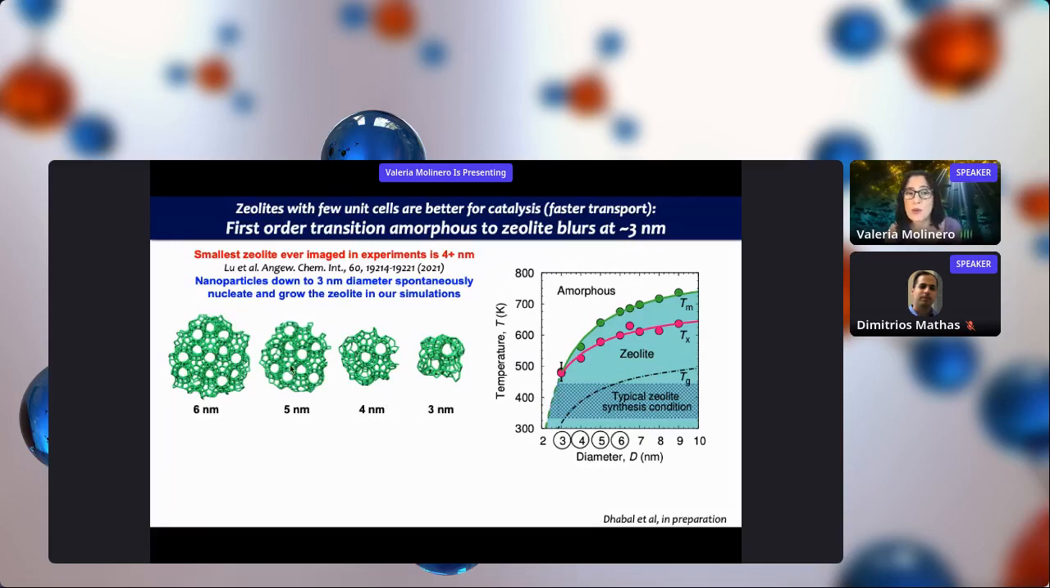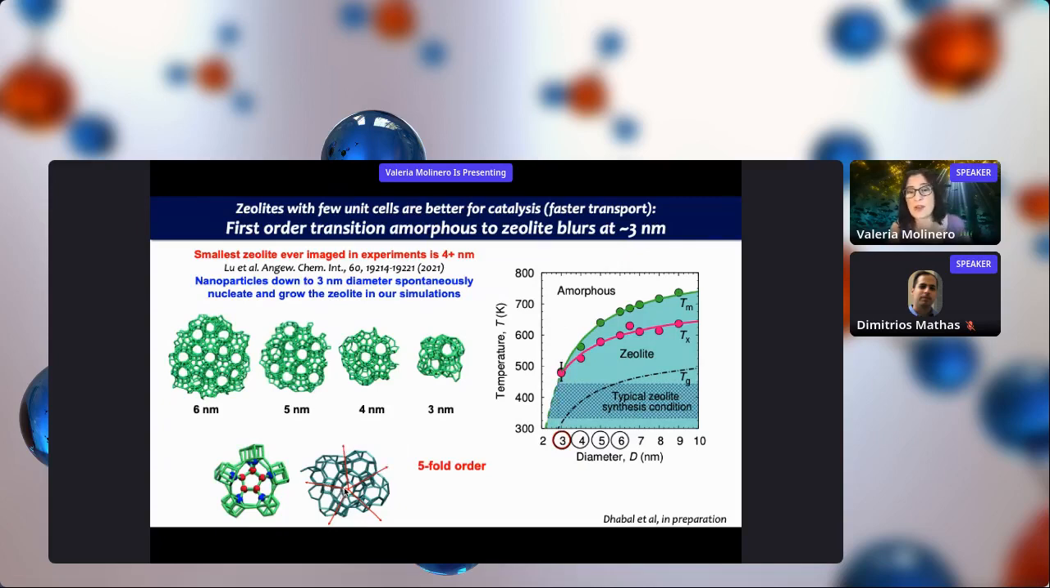Now, if we go to the actual question of the kinetics of formation, we have been able to form the zeolites spontaneously from 6 nanometer, 5, 4, 3 nanometer nanoparticles. But there is something interesting happening when we go to the smaller sizes of the nanoparticles. When we go to the smaller sizes, 3 nanometers, we can form the zeolites, but depending on the conditions, we have competing polymorphs. And these polymorphs actually are not crystals. They don't have periodic order.